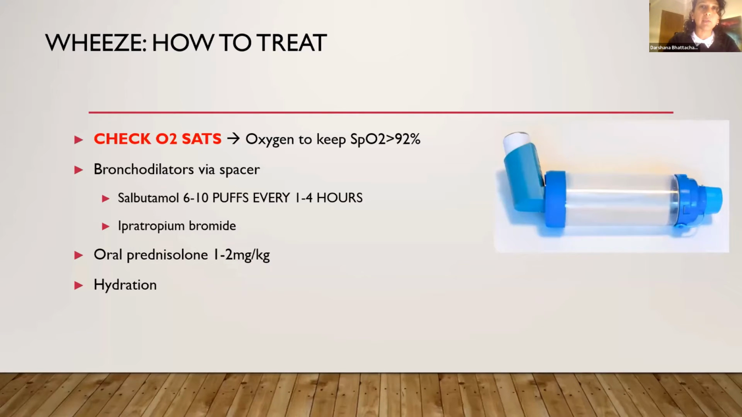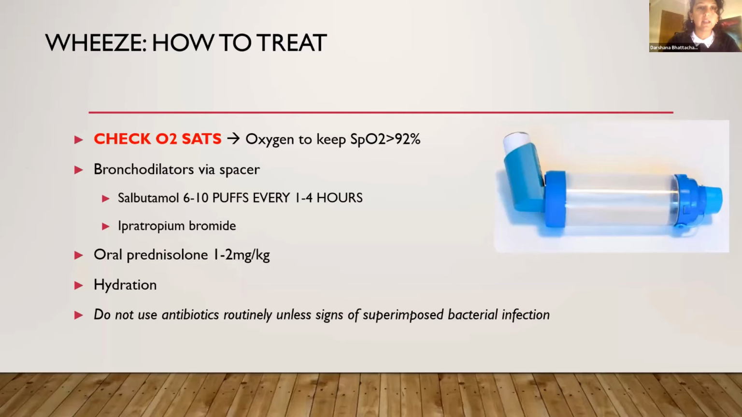So if they aren't able to drink fluids, they may need to go into hospital for nasogastric fluids or even IV fluids. But don't use antibiotics routinely unless there's obvious signs of superadded bacterial infection, so high temperatures, if the child looks less well and they're not feeding. But obviously, as I said, send them to hospital if they're hypoxic, so if their oxygen saturations are low or if they're looking cyanotic, and or they have very severe work of breathing like that child in the video had.